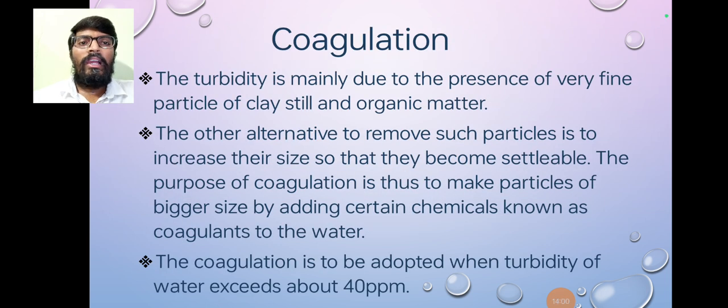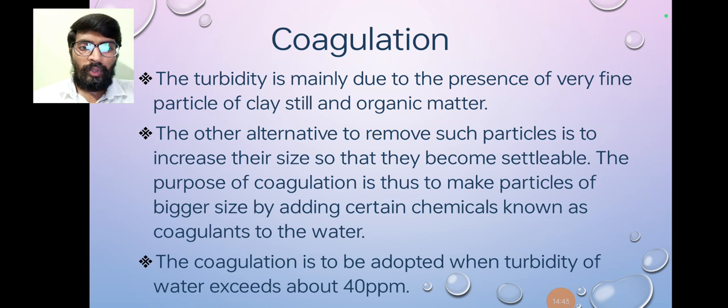So the next stage is coagulation. In coagulation, the turbidity is mainly due to the presence of very fine colloidal particles and organic matter. The alternative to remove such particles is to increase their size so that they become settleable. The purpose of coagulation is to make particles of bigger size by adding certain chemicals, known as coagulants, to the water.